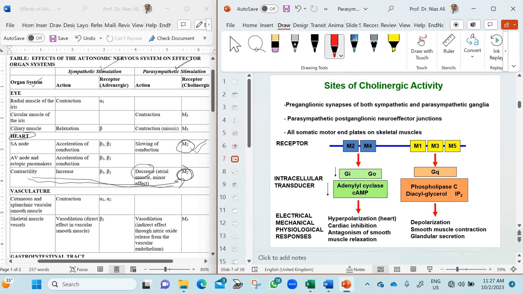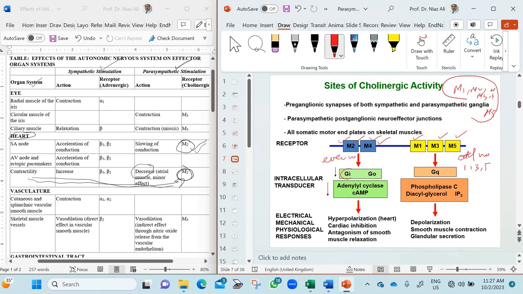But before we proceed, the muscarinic type receptors are M1, M2, M3, M4, and M5. But on which site of action do they work? So remember, M1, M3, and M5 are odd numbers, and M2 and M4 are even numbers. This is the M2 receptor and the M4 receptor.